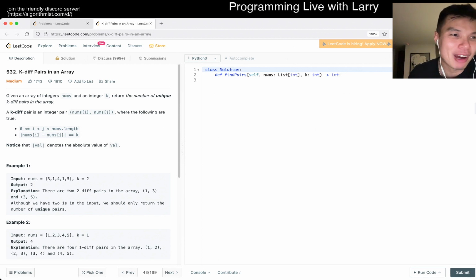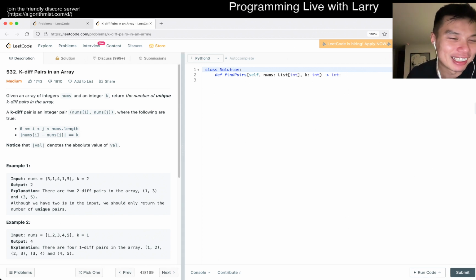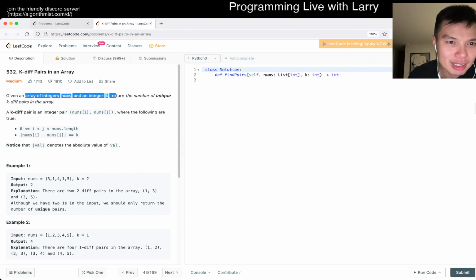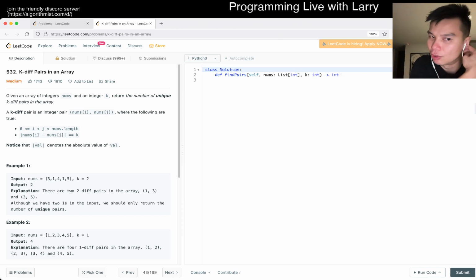And yeah, today's problem is 532, K-diff pairs in an array. Given nums and k, return the number of unique K-diff pairs. What is a K-diff pair? Okay, so the way to do it is with a lookup table, I imagine. Just go from left to right, and then you count.